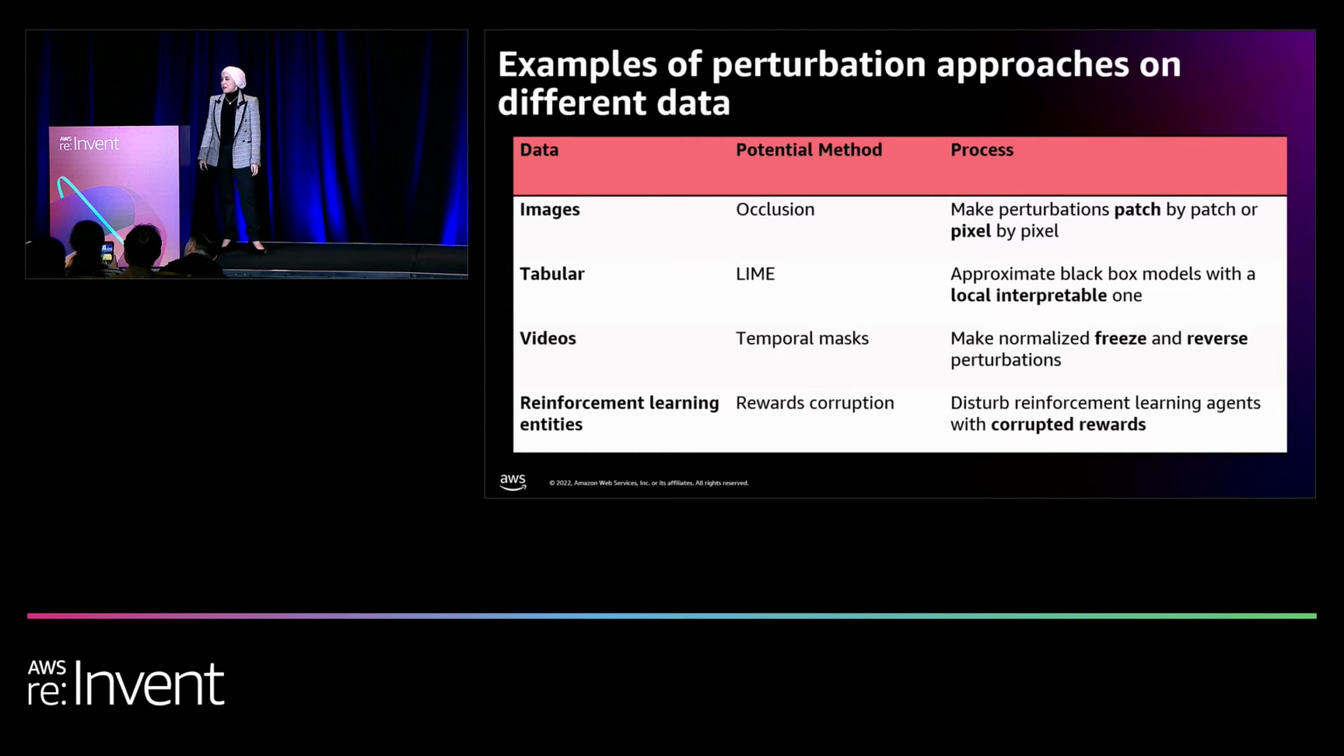There are also videos, where we can apply perturbations through temporal masks. How can we perturb videos? We can flip the images, we can freeze certain parts of the video, and then we start measuring the impact on the output and comparing it to the output we have if we did not apply any perturbation. We have it as well for reinforcement learning entities, where we can start perturbing the rewards of these reinforcement learning entities and try to understand how they work.